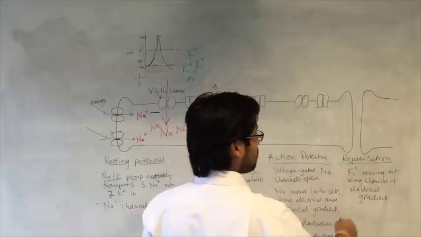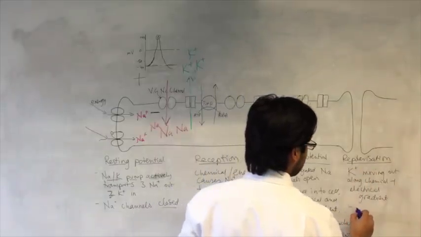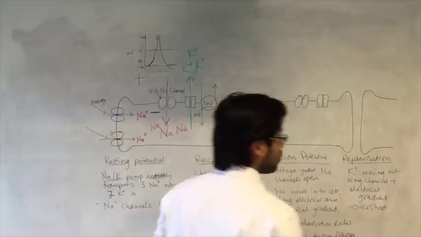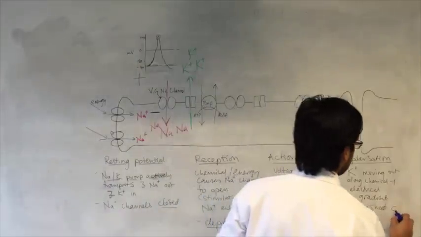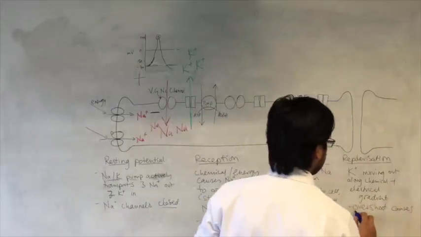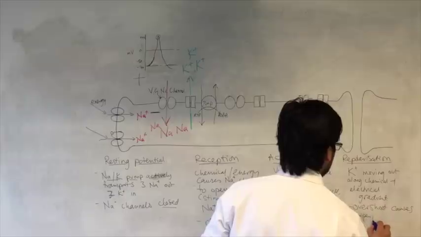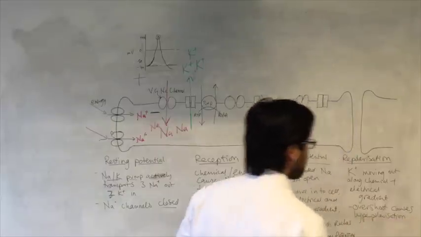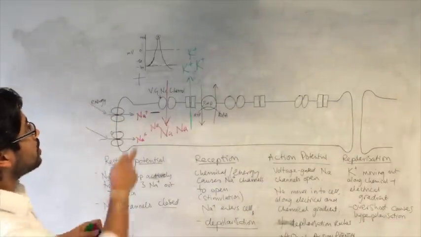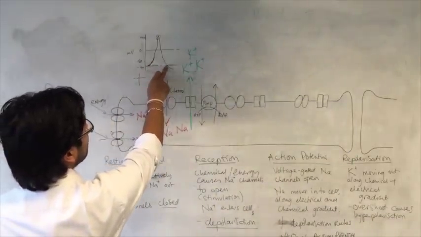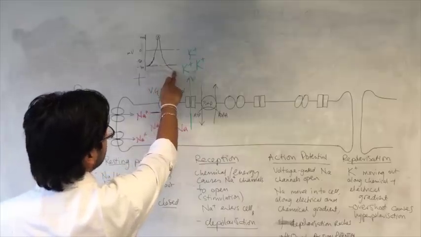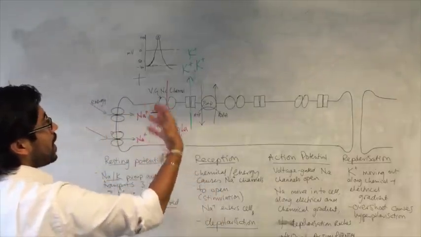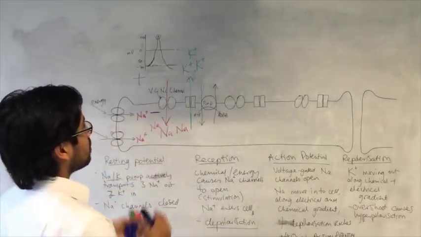So it's kind of like it overshoots what it's supposed to do. Potassium moves out along the chemical and electrical gradient. Overshoot, i.e. too much potassium goes out, causes a hyperpolarization. Which means that you don't just stop when you get to the resting potential, it goes even lower.